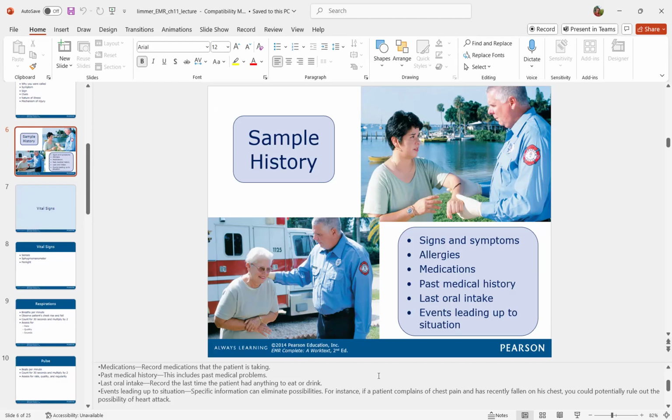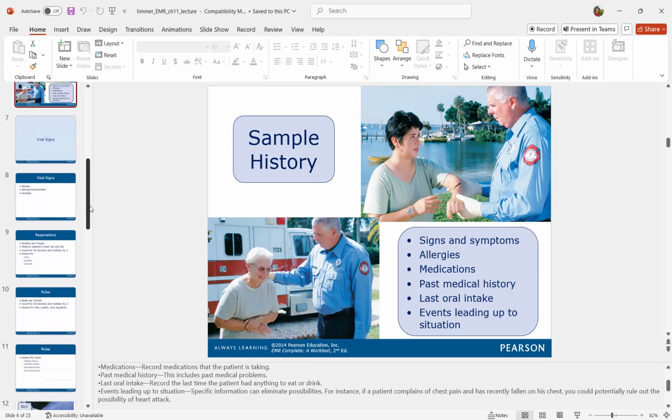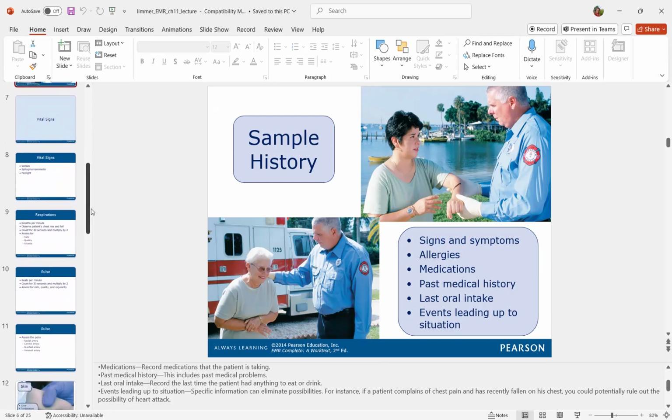And then E is events leading up to the situation. Specific information that we get from them can eliminate some of the possibilities that we're thinking of in our index of suspicion. So, for example, if a patient complains of chest pain and has recently fallen on their chest, maybe we can rule out a heart attack. Maybe they have a broken rib or something like that. So, what events led up to us being called? When we get to the medical side of stuff, I'll be talking about another mnemonic called OPQRST.